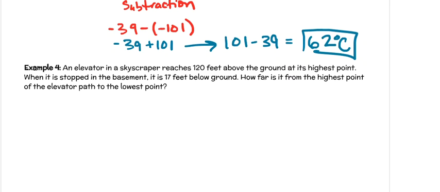Okay. Next problem. The elevator in a skyscraper reaches 120 feet above the ground at its highest point. When it is stopped in the basement, it is 17 feet below ground. How far is it from the highest point of the elevator path to the lowest point?